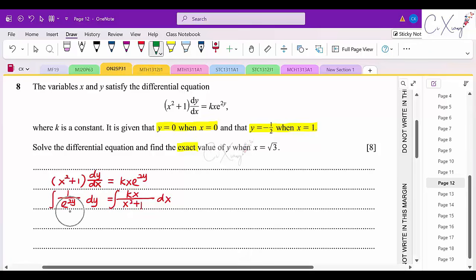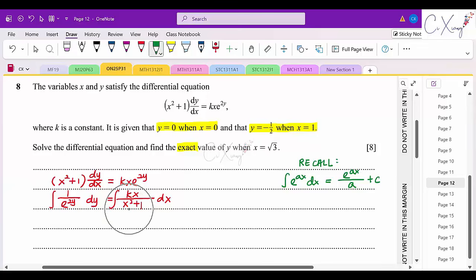We are going to integrate e power -2y. So just to help you recall a little bit, how are we going to integrate any e with the power ax? For the integration of e power ax, basically we have e power ax, copy back the original thing. Then you differentiate the power ax. Differentiate ax, you'll get an a, right? So you have to divide by the constant a. And of course, you have a plus c.